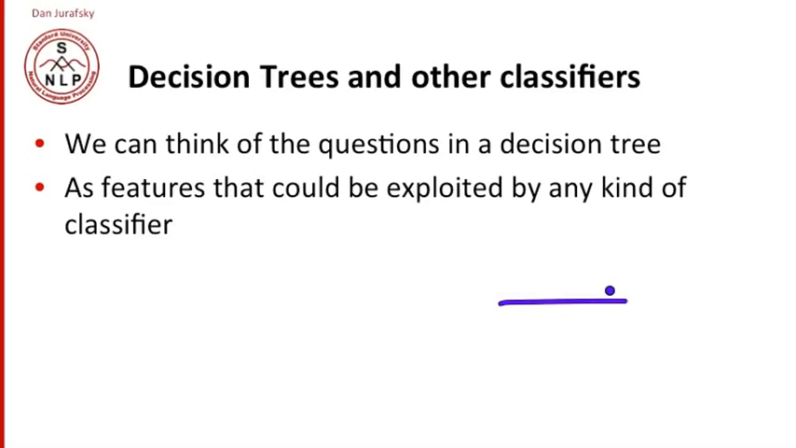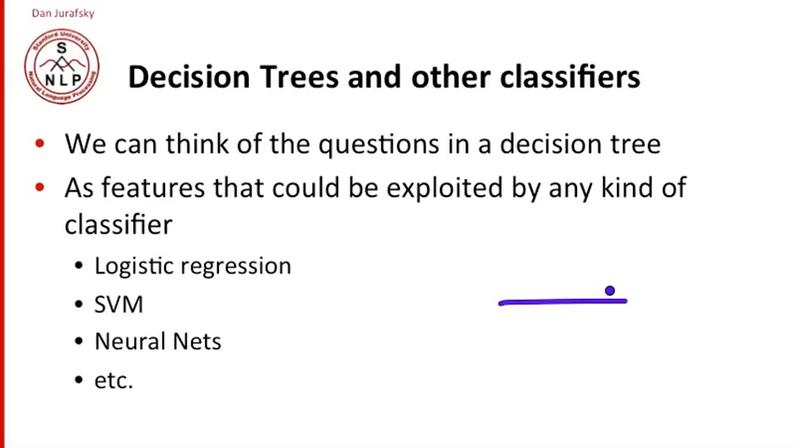Nonetheless, the questions in a decision tree, we can think of them as the kind of features that could be exploited by any other kind of classifier, whether it's logistic regression or SVMs or neural nets, some of the classifiers we'll talk about later. So this intuition that we can build a classifier, we can derive features that are good predictors of whether a period is acting as an end of sentence or not. And then we can put these features into any kind of classifier, and this holds for whatever classifier we're going to be using.